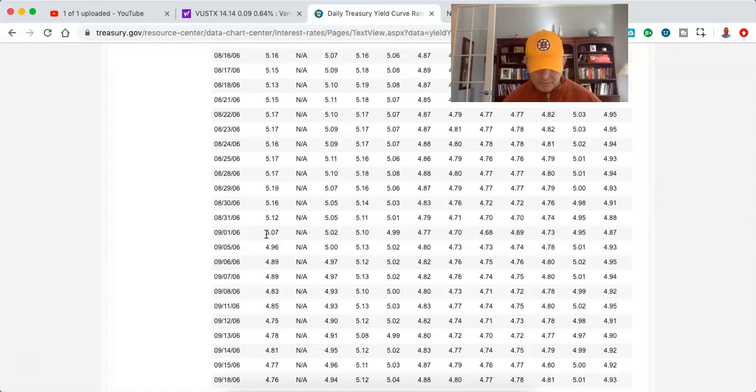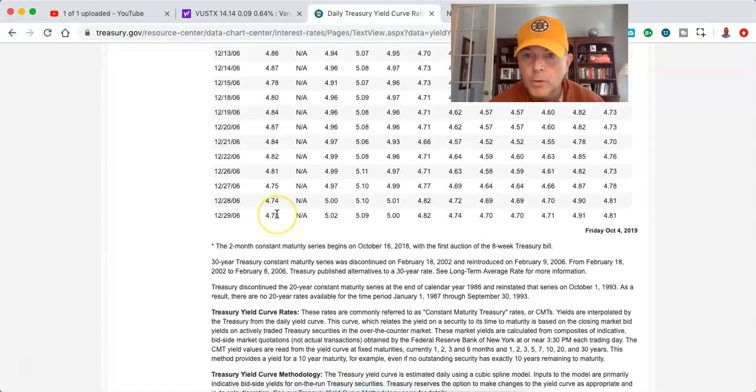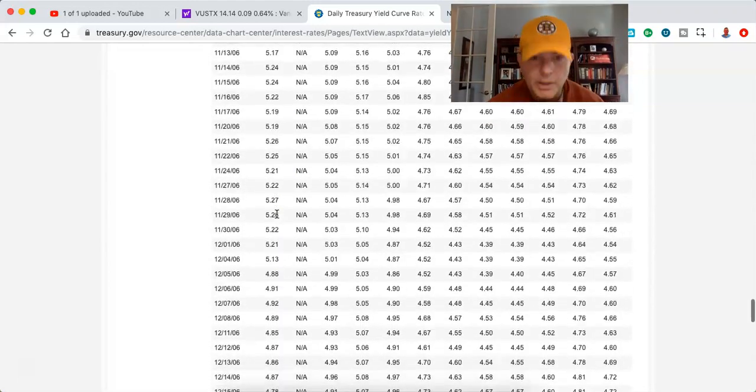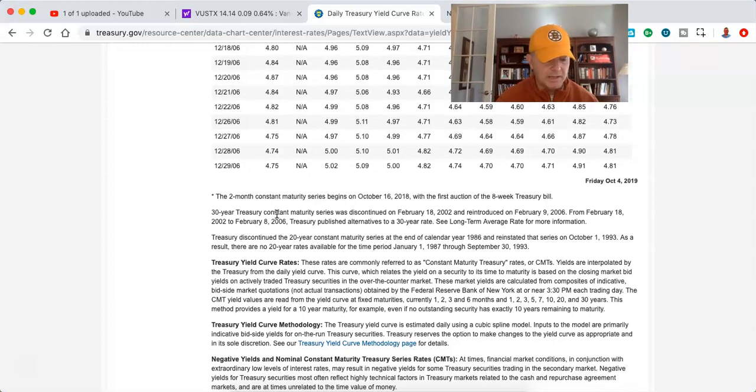Now, I mean, that's a pretty significant inverted yield curve. That's 34 basis points or something like that. I mean, that's over 30. That's over a third of a percent of an inverted yield curve. And we'll end the year here at 4.75. So it stayed inverted for basically the last six months of 2006. Now, there was a recession in real estate.